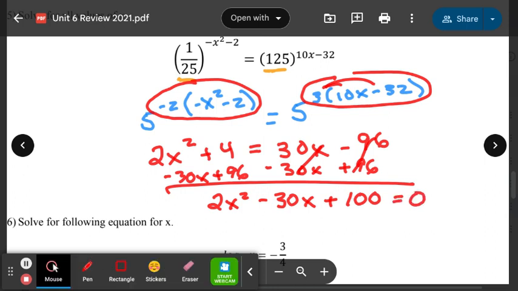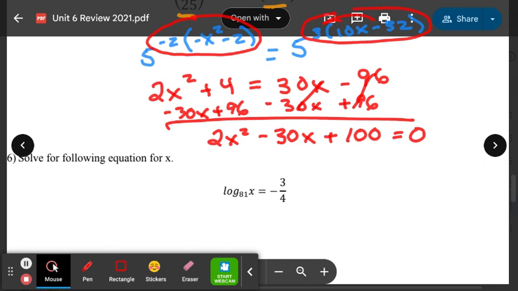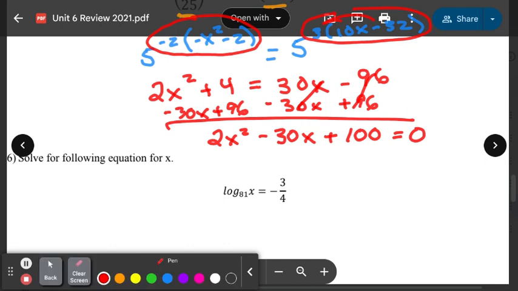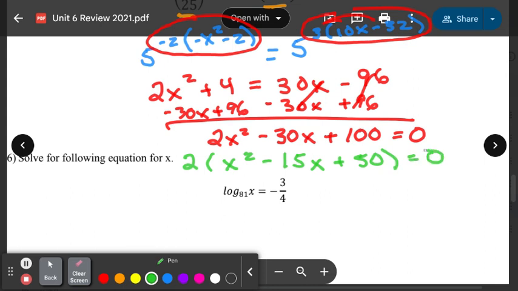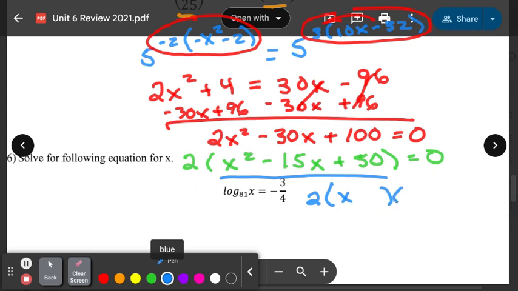Take note, I wrote this in standard form, biggest exponent to smallest. If you wrote 2x squared plus 100 minus 30x, your trinomial is going to be a little funky and you're going to have some trouble factoring. So to factor this, holy review, take your 2 GCF out. So we have x squared minus 15x plus 50 equals 0. If you needed to, you could do quadratic formula for this. I am going to choose not to. So it's a trinomial: multiply to 50, add to negative 15 is minus 10 and minus 5.